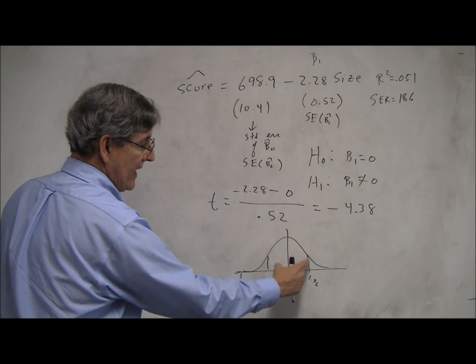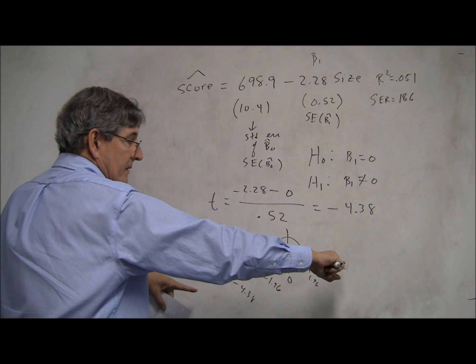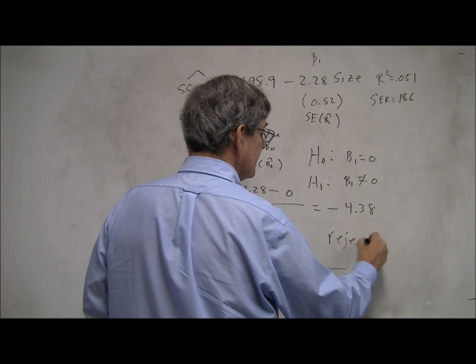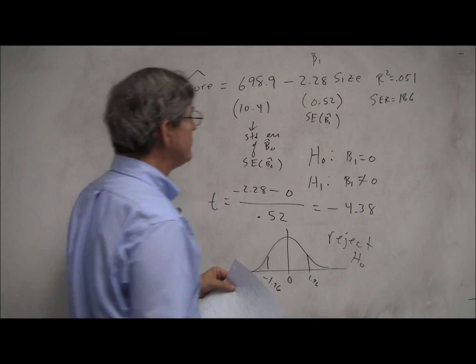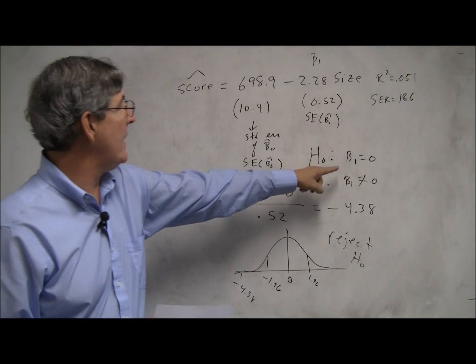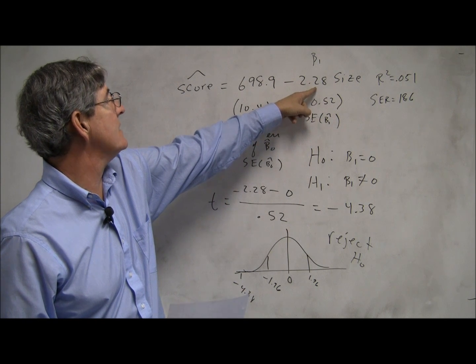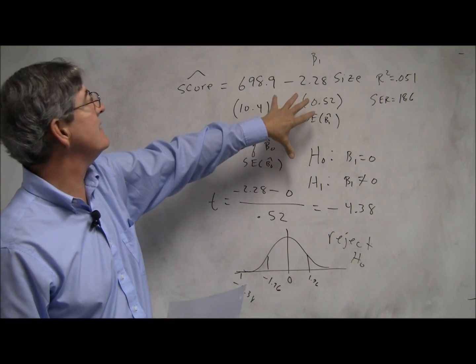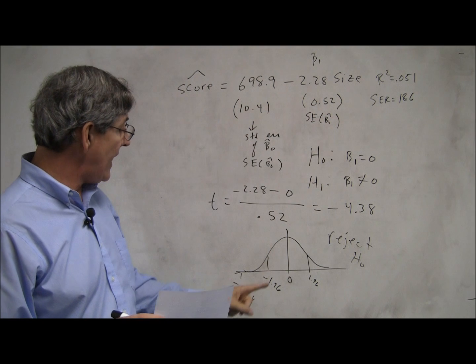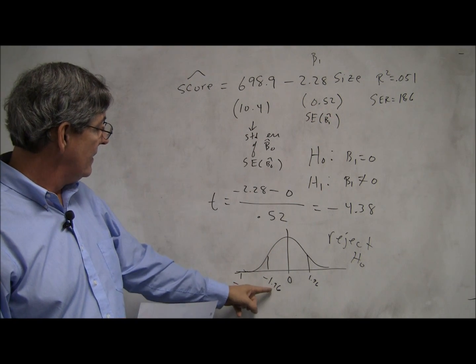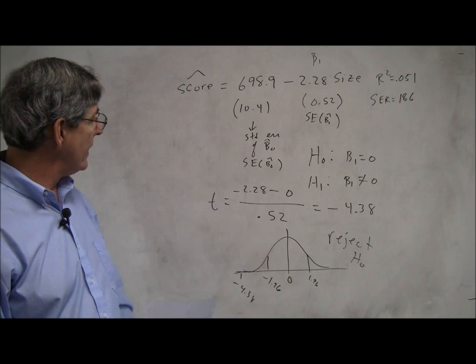So the fail to reject region is between those. The rejection region is out there. So in this case, we reject the null. We reject that beta 1 is 0. We reject that this is not anything different from 0. So we have a statistically significant relationship, and in fact it's highly significant. It's way far away from the rejection point.